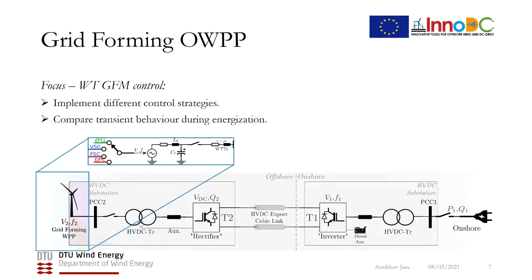Next, we focused on the grid forming behavior of the offshore wind power plant, mainly in islanded operation. The idea here was to study how the offshore wind power plant, controlled as a voltage source by different grid forming methods, reacts to the different stages of energization.